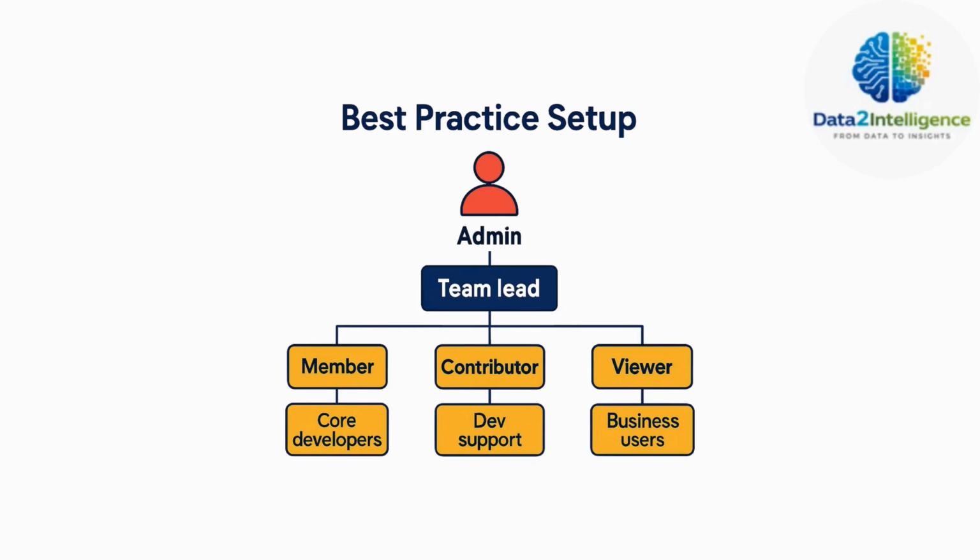Okay, let's go through the simple chart which gives the best practice setups. From the chart, you can see the admin role has been assigned to the team lead who manages the admin activity across the project, and core developer has been assigned to the member access, dev support team assigned with the contributor access, and business users who are only the consumers of data reports will be assigned with the viewer. So based on your project needs, follow the same principle, providing the least privilege to the required access.